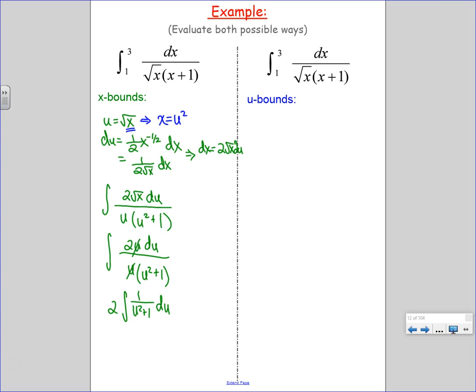Now don't worry, we are going to memorize inverse trig integrals. But this is going to end up being tangent inverse of u plus c. What's the derivative of tangent inverse of u? 1 over u squared plus 1 times u prime. There it is. Definitely did not look like inverse tangent to begin with, though, did it? This 1 over square root of x was your u prime. If your u had been square root of x, u squared plus 1.